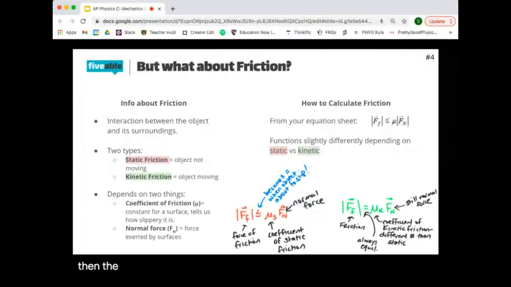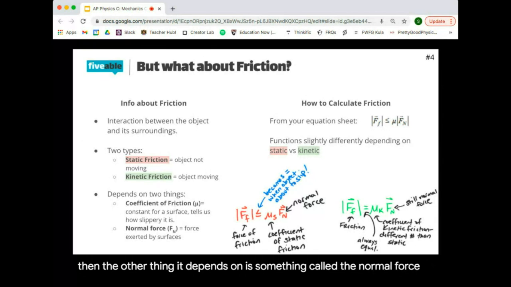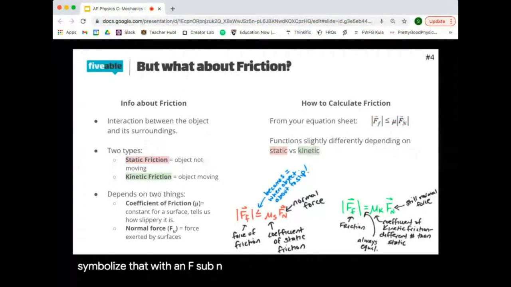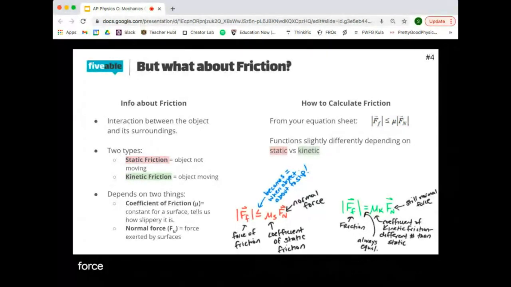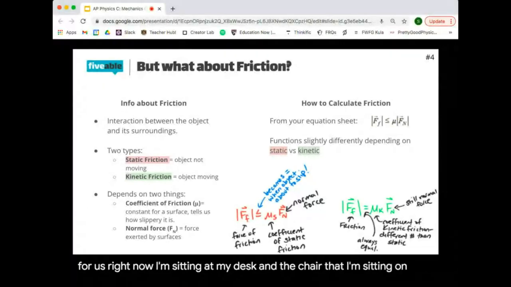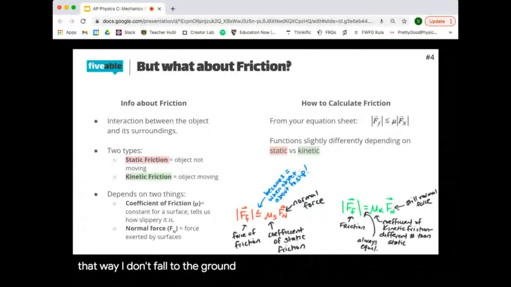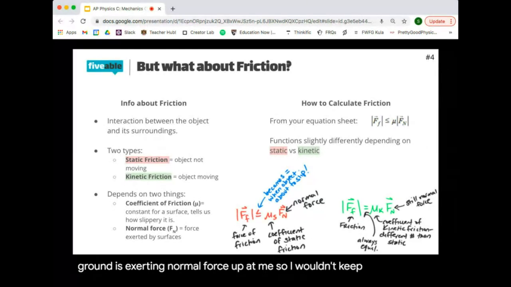And then the other thing it depends on is something called the normal force, symbolized with an F sub n typically. And that's a force that's specifically exerted by surfaces. A lot of you right now are probably either sitting or standing, so you're experiencing normal force right now. I'm sitting at my desk, and the chair I'm sitting on is exerting normal force up at me, so that I don't fall to the ground. And if I were on the ground, it's exerting normal force up at me, so I wouldn't keep falling towards the center of the earth. So that's all normal force is.